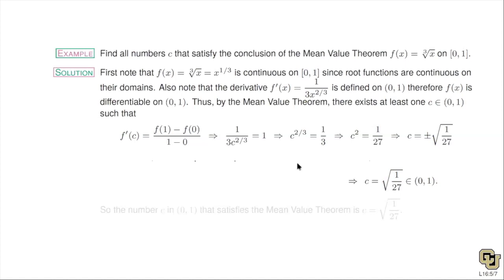You can say, okay, c squared equals 1 over 27. So c is plus or minus the square root of 1 over 27. And now I need to pick the root that's between 0 and 1. And so that's obviously, quote unquote, obviously, the positive square root of 1 over 27. And so this is my final conclusion here: the number c in 0, 1 that satisfies the mean value theorem for the cube root function is 1 over the square root of 27.